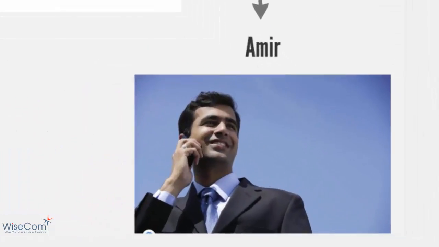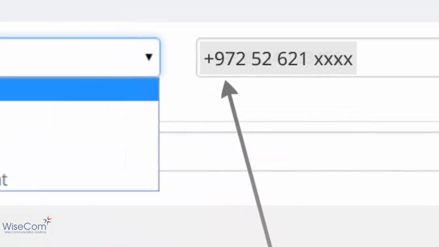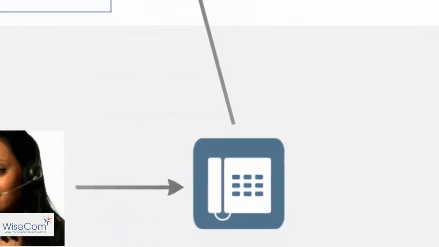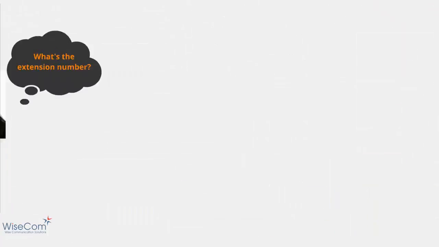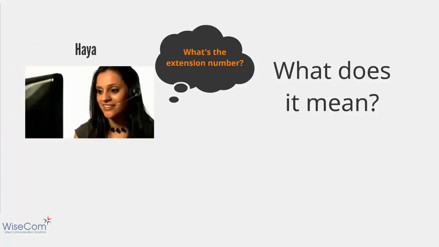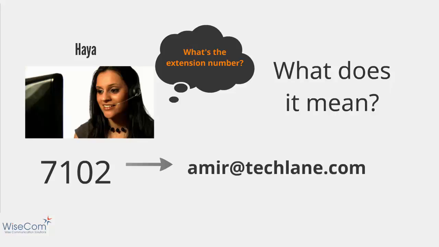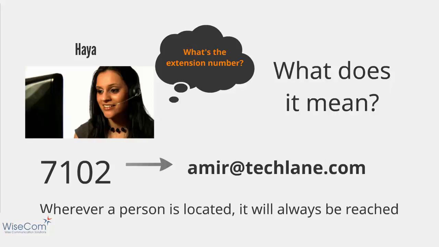Amir is not at the company, but, because he changed call settings, any call made to his workstation phone is transferred to his mobile phone. So, he answers the call from Hire while on the street. What does this mean? This means that Hire didn't have to recall the phone extension to make a call. She just dialed the UcoIP address, which is easy to remember. It also means that wherever a person is located, they will always be reached, just by calling the UcoIP address.